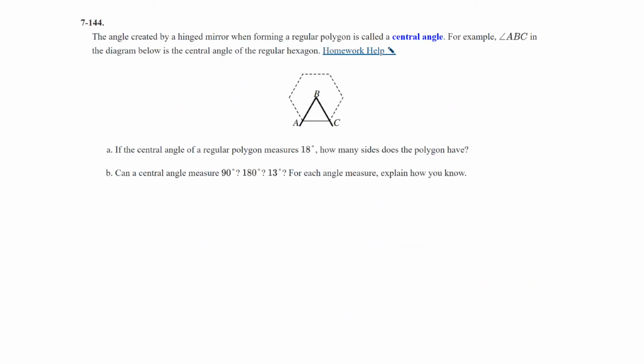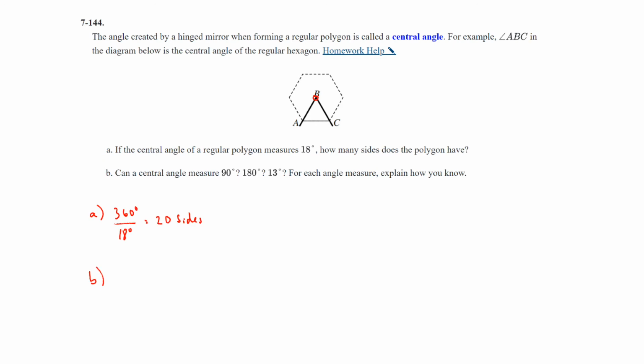Question 144. The angle created by a hinged mirror when forming a regular polygon is called a central angle. For example, angle ABC in the diagram below is the central angle of a regular hexagon. Part A. If the central angle of a regular polygon measures 18 degrees, how many sides does the polygon have? Now remember, a full rotation or a full circle here is 360 degrees. So if we want to know how many sides it has, we can take 360 degrees and divide it by 18 degrees, which in this case gives 20 sides for the regular polygon.